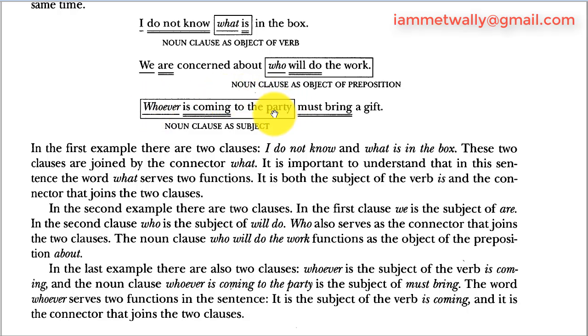Whoever is coming to the party, this is a noun clause. What does it do? How does it function? It functions as the subject of the verb must bring. If you ask yourself who must bring a gift, the answer would be whoever is coming to the party must bring a gift. That would be the answer. So this is functioning as the subject of the verb.